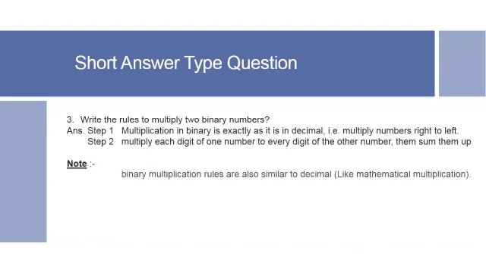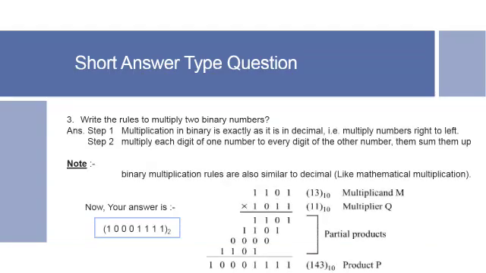Students, your next question is, write the rules to multiply two binary numbers. First step is, multiplication in binary is exactly as it is in decimal, that is, multiply number right to left. Second step is, multiply each digit of one number with every digit of the other number, then sum. You just note down one thing, binary multiplication rules are also similar to decimal. Whatever rules you apply during calculation in mathematics, the same procedure you need to apply here.